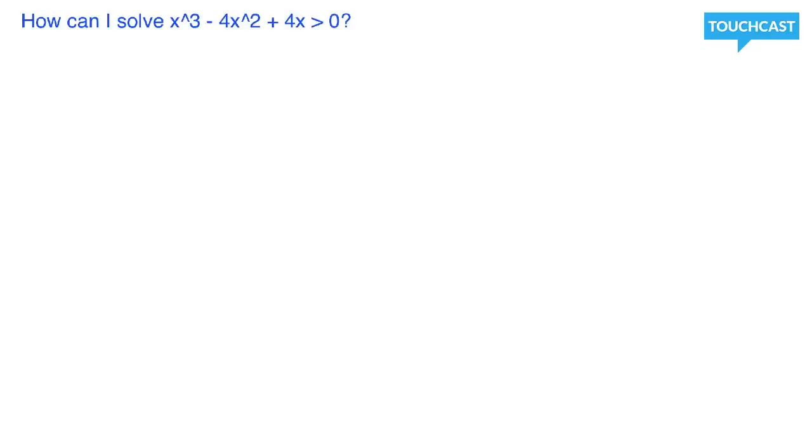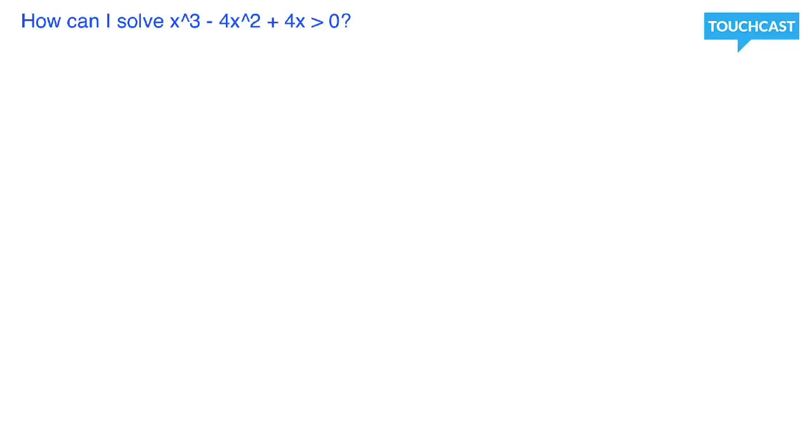So here's a similar situation. I have a cubic inequality, but watch what happens when I have a root of higher order. So a root that shows up twice, a 0 that happens twice, and I find it when I factor. So this is x cubed minus 4x squared plus 4x is greater than 0, so is positive.